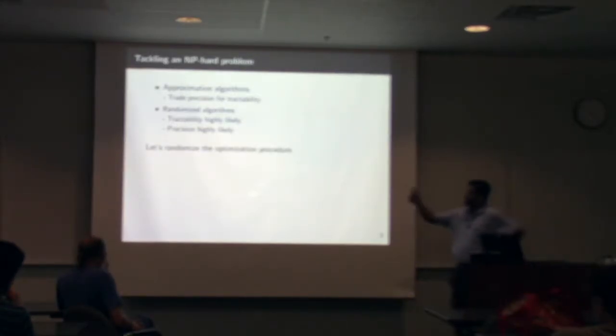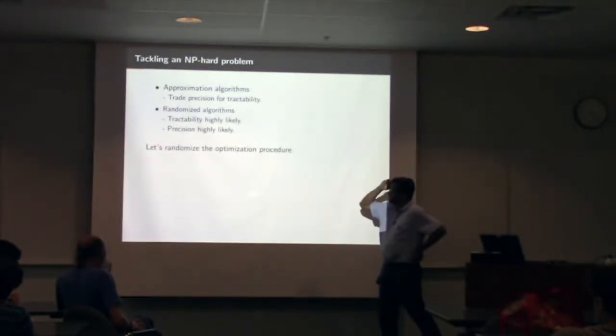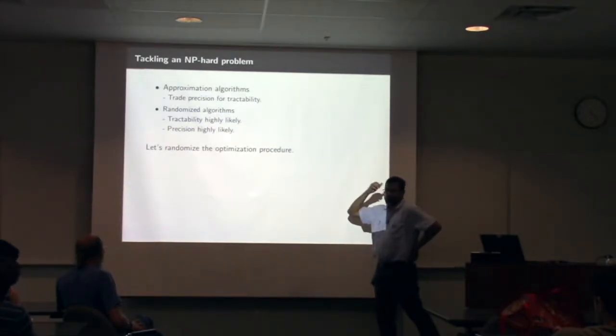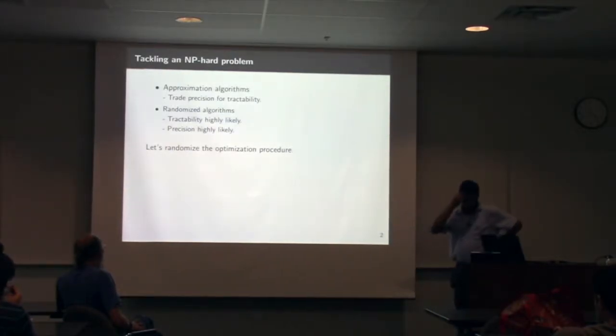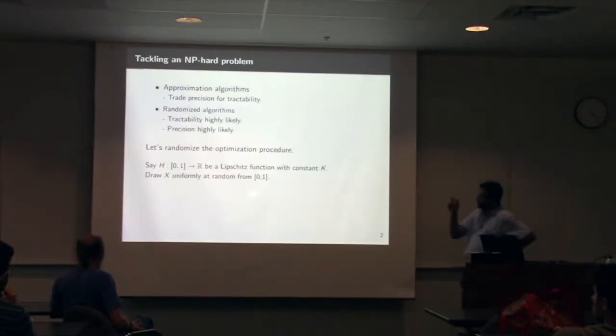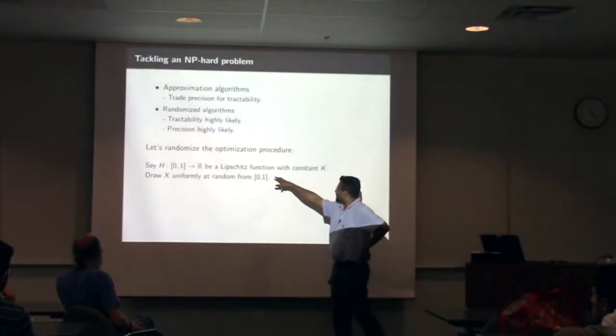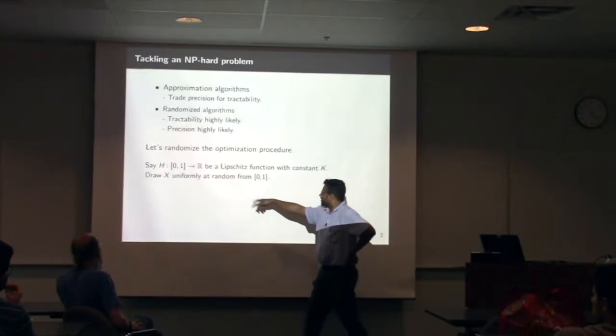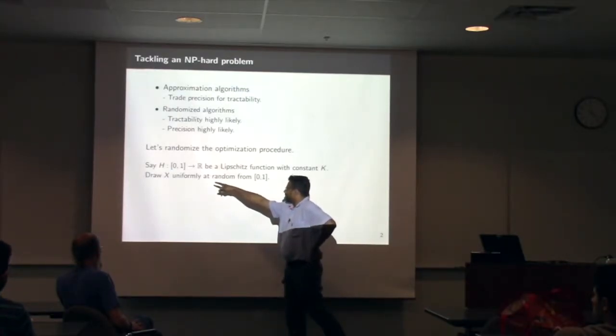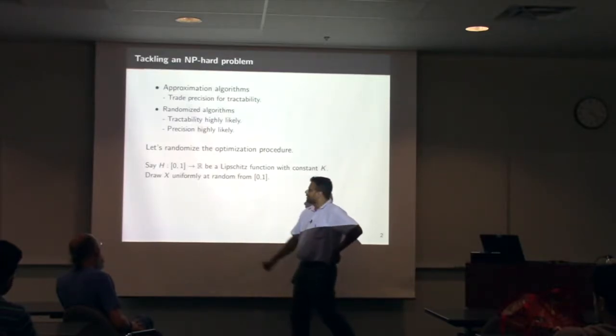So let's randomize. Let's drop the approximation and see what happens when you randomize the optimization algorithm. How do you do that? Let's take the case of a function being a Lipschitz function with constant k, with the function's domain being [0, 1], and I uniformly randomly sample an input from this space.